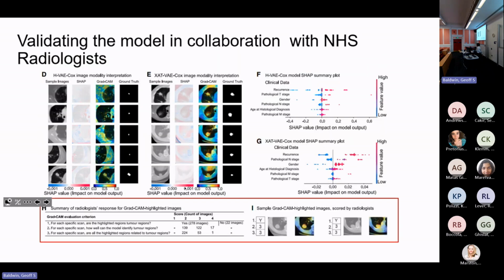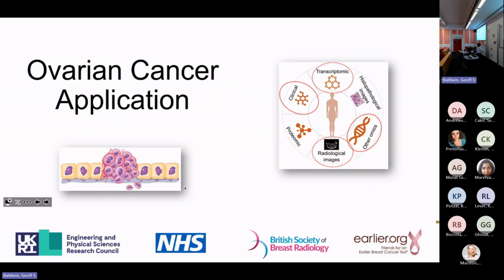And the good thing of this work was that we involved some radiologists to actually check what the model was doing, or if what the model was predicting was good or not. We were quite happy, actually, to see that the model was performing well. And we went one step further and said, okay, rather than just doing clinical, transcriptomic and radiological images, why don't we add other omics as well?